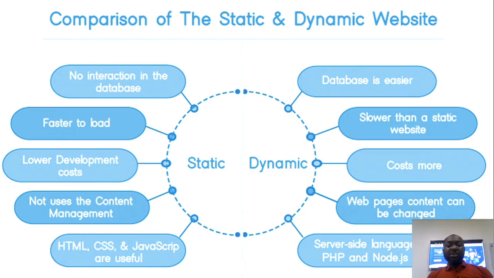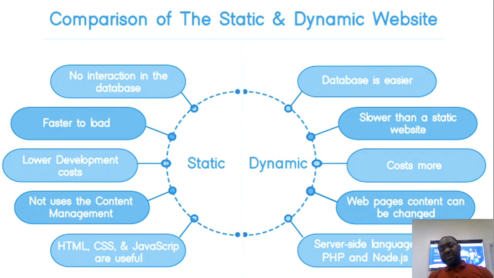Now, a static website will likely be faster to load because it's just basic HTML, CSS. There's not much going on, it's not interacting with the database. But on the other hand, a dynamic site has the chance of being slower than the static because it's interacting with the database. There's a lot of application going on. Maybe you have a connection with Facebook API working on it, so it might be slower.